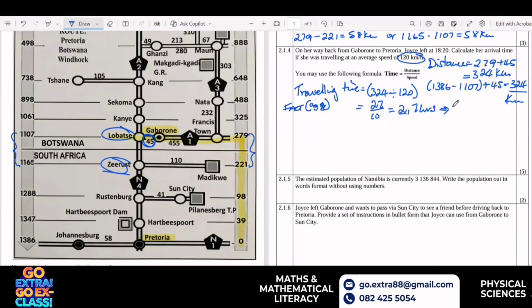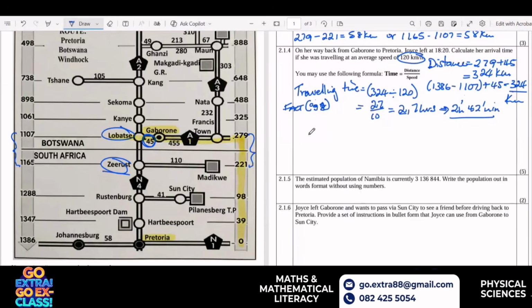This is going to give you 2, and then also it's going to give you 42. It's going to write it like this. This means 2 hours, and then this 42 is minutes. So now it's best if you write it like this, because you have to calculate the arrival time. So now, you have 2 hours 42 minutes.